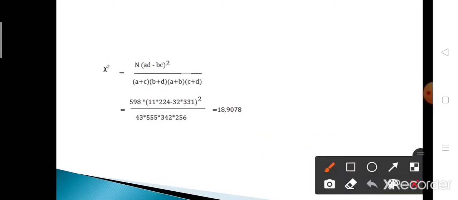Okay, so capital N is 598, A value is 11, D is 224, B is 32, and C is 331, and its square divided by the product of the totals: 43, 555, 342 and 256. Okay, now just multiply, square and divide, and we will get 18.9078. So this is the value of the test statistic, 18.9078.